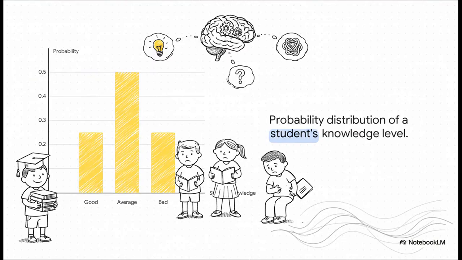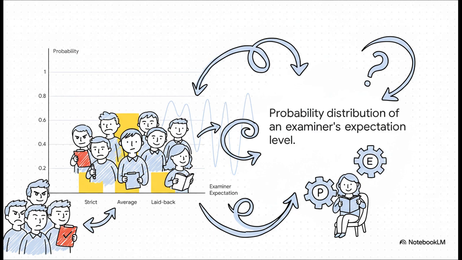First, we have our student population. You know how it is. Some are really well prepared, most are about average, and a few are, well, underprepared. This chart just shows the probability for each of those three groups. Next up, we have our examiners. They've also got their own distribution. Some are super strict, most are average, and a few are pretty laid back. So the question is, what happens when we combine these two sets of probabilities?